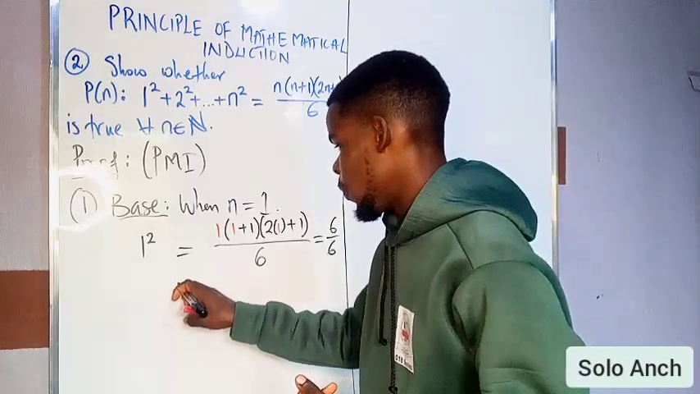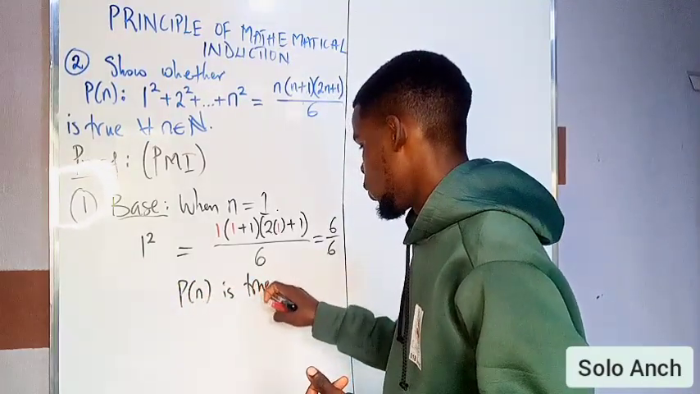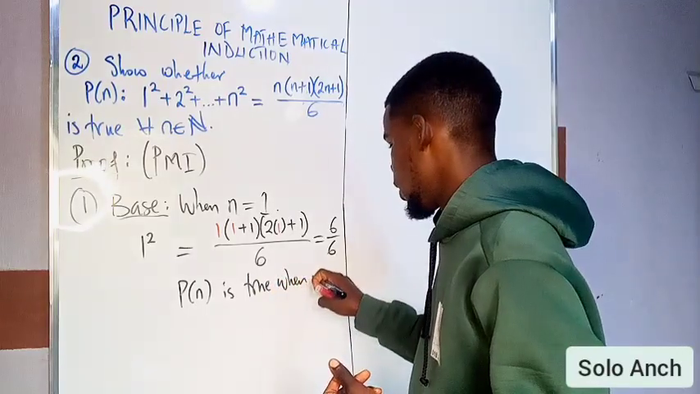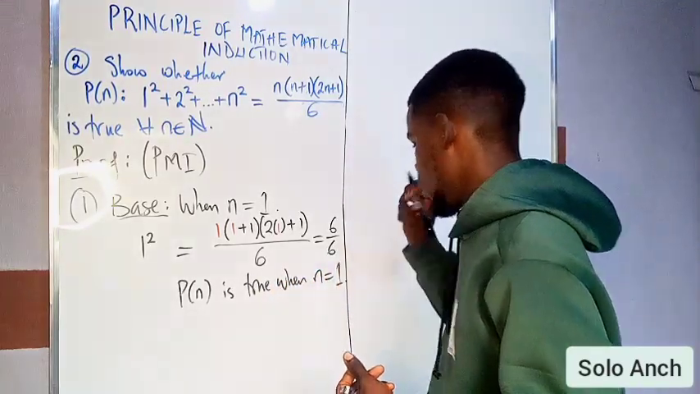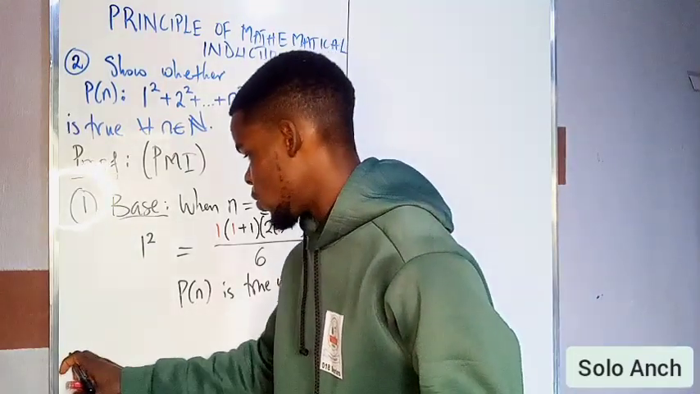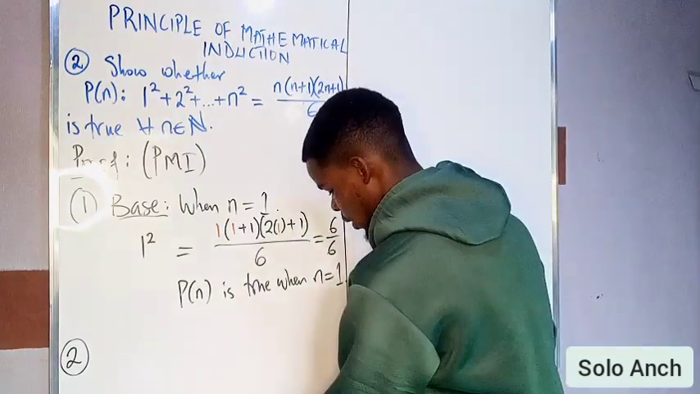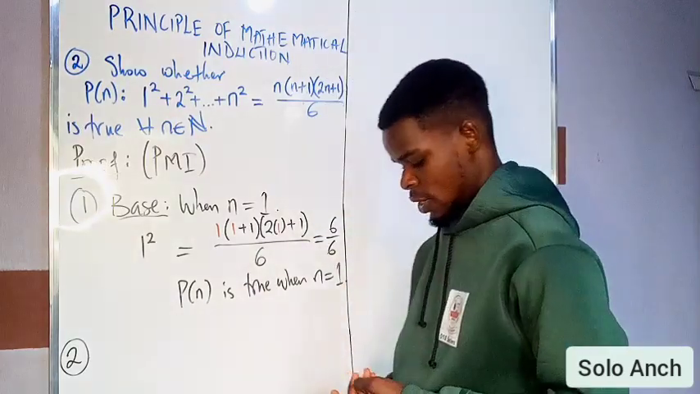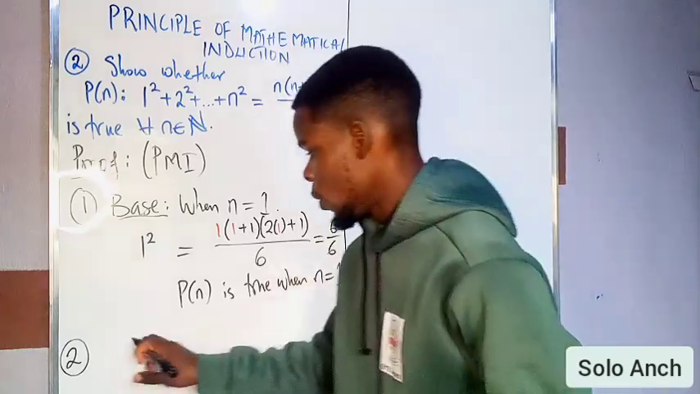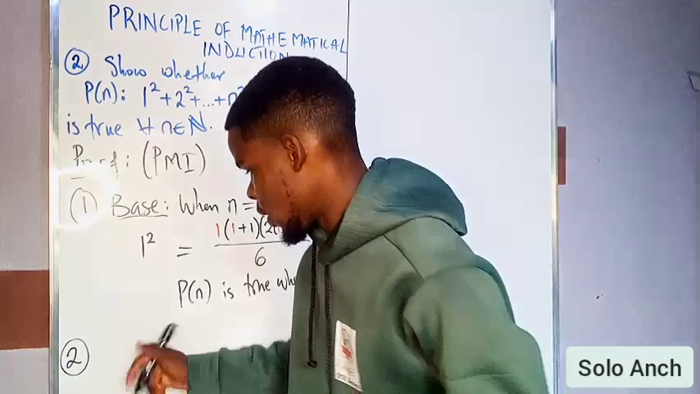So you say P of n is true when the number of terms is 1. Good. That's the base case. The next thing is to go to the induction. Okay, we can just go to the induction straight up without writing assumption. So we are going to say that this is the induction. Let's forget about the assumption.